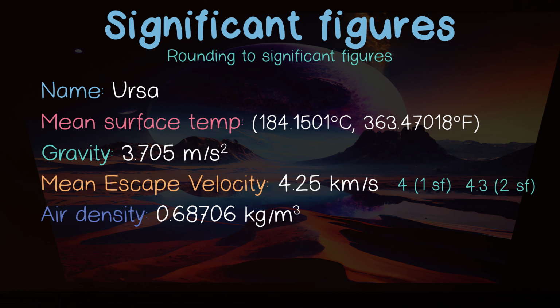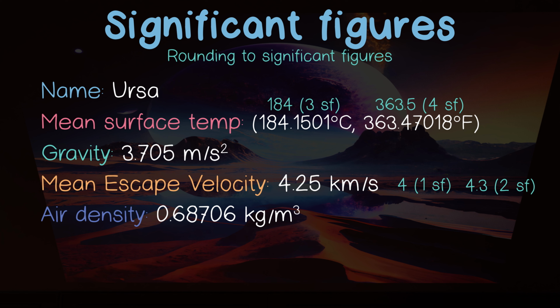round up, 4.3. If we round the planet's temperatures to 3 significant figures, we start by finding our 3 significant figures, so 1, 8, and 4, but then we look at the next number and round that. If we round our temperature in Fahrenheit to 4 significant figures, we find our first 4 significant figures and our decider. This time it's a 7, so we round up, 363.5 degrees Fahrenheit. And what about numbers that start with zeros?